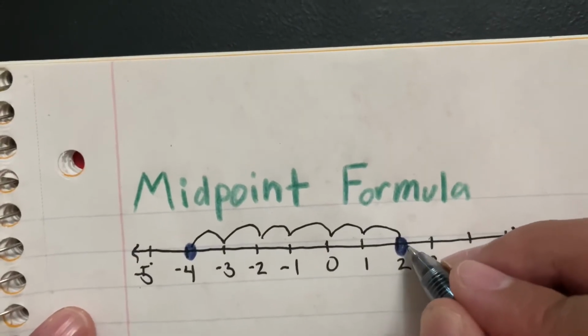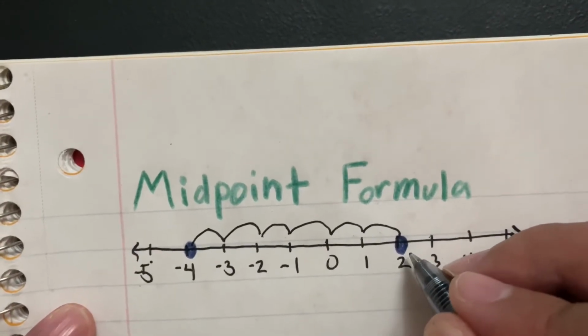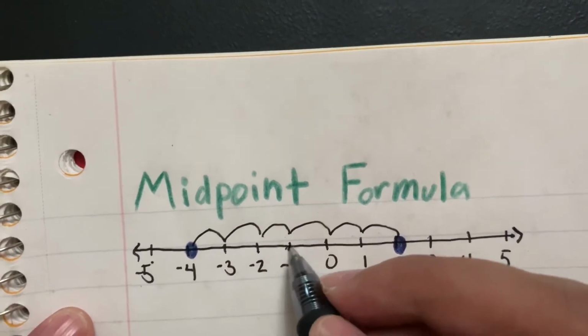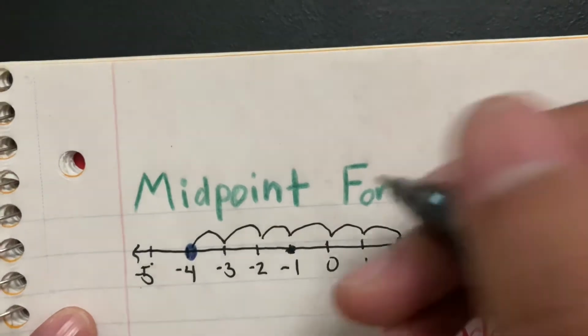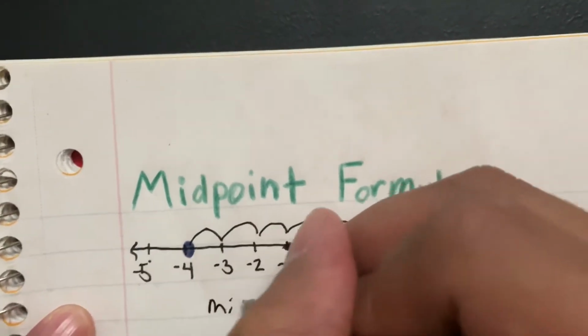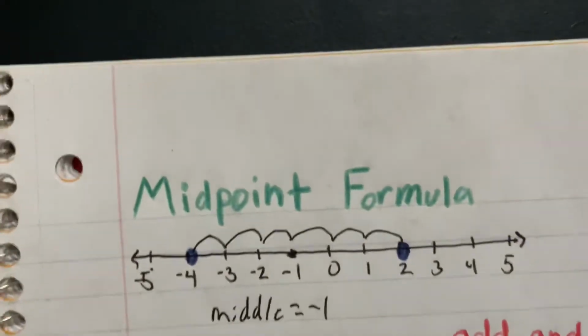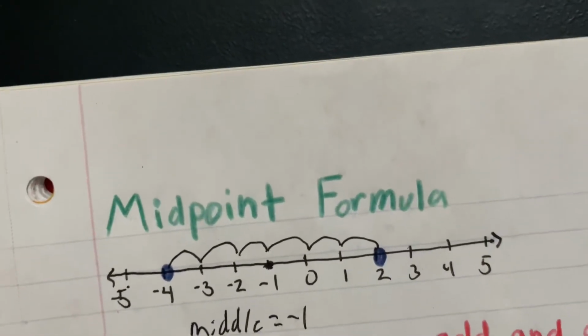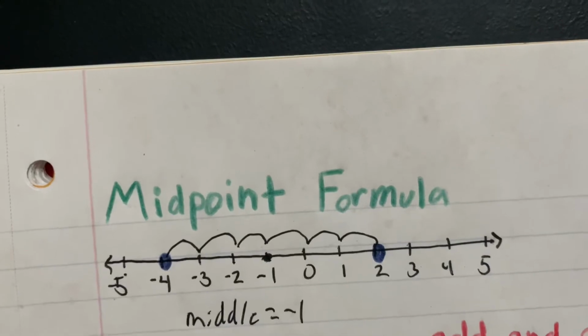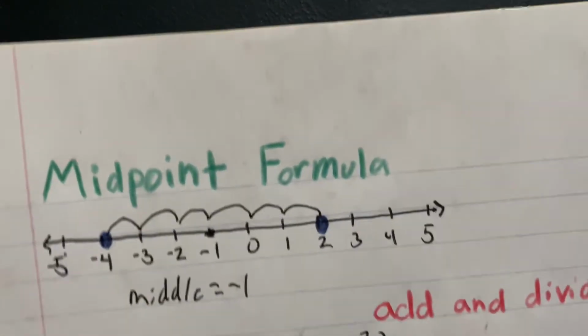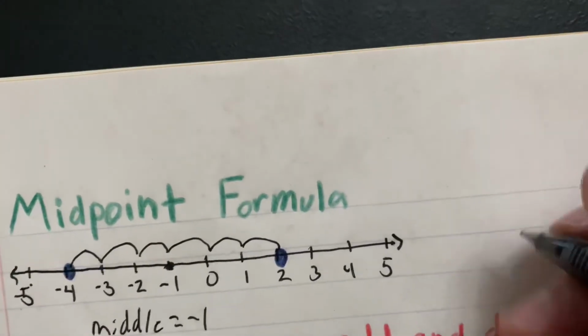So we have 7. 7's an odd number, so it should be the 4th number. So 1, 2, 3, 4. So we know that our middle number is -1. That's one way to do it if you had the line graph. But what if you don't have that line and you want to do it algebraically? Well, there's another way we could do it.